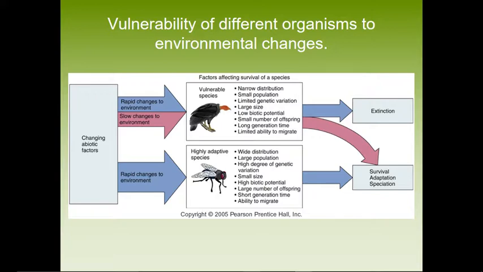The vulture can still survive if the environmental changes are slow. However, if it's a rapid change, like I said, with a narrow distribution, they're just living in one place and a natural disaster comes through, like a hurricane or whatever, and they can't adapt fast enough, that's extinction right there. Unlike the fly, who lives in multiple places around the world.